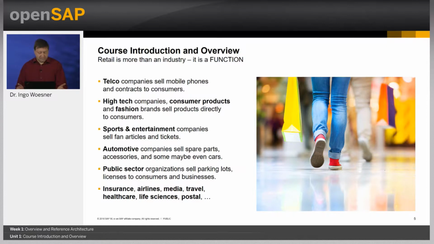Sports and entertainment companies sell fan articles and tickets. Automotive companies sell spare parts, accessories, and some maybe even sell cars. Even public sector organizations sell parking lots and licenses to consumers and businesses. Insurance, airlines, media, travel, healthcare, life science, even postal, they all sell products to consumers. So omnichannel is the driving force behind the transformation of the whole consumer business space and not only retail.